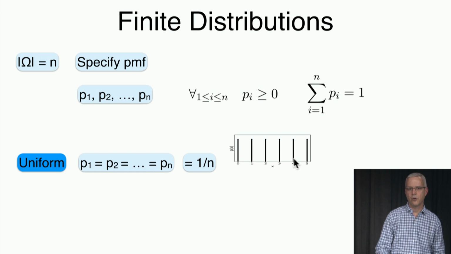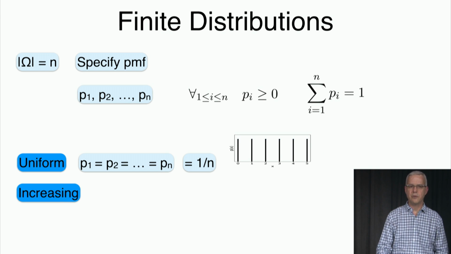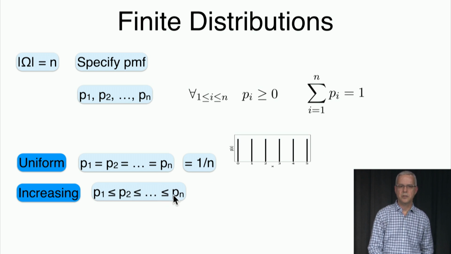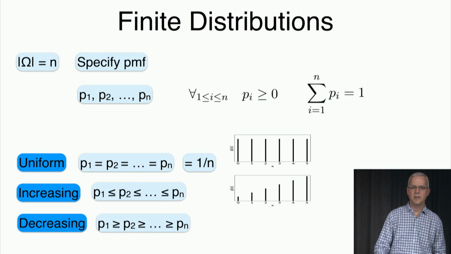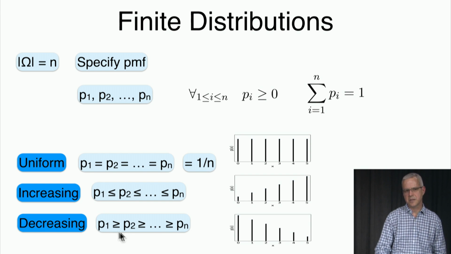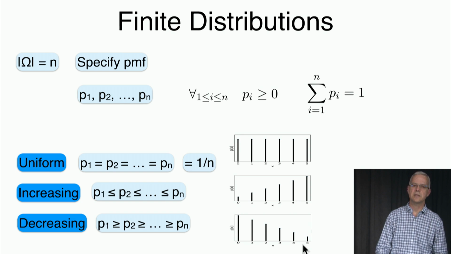So we have here all the values, and each of them has the same value, so the same height. So it's uniform if all the heights are the same. Or it could be increasing, and that's when P1 is less than or equal to P2, and so on up to Pn. And then it will look like that. So the values are increasing. Or it could be decreasing, where P1 is bigger than or equal to P2 and so on up to Pn, and it's going to look like that. And notice that when we say increasing or decreasing, we allow for things to be the same. So there could be actually a couple of values here that are the same, but in general it goes down or stays equal, but will never go up if the distribution is decreasing. All right.